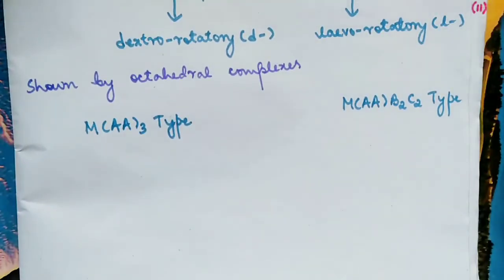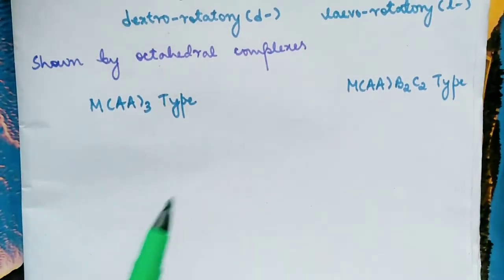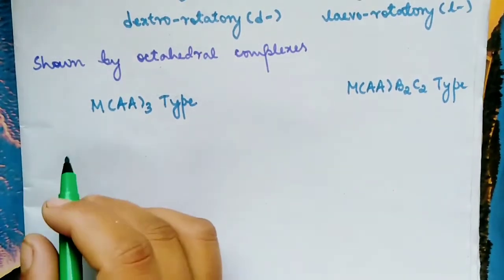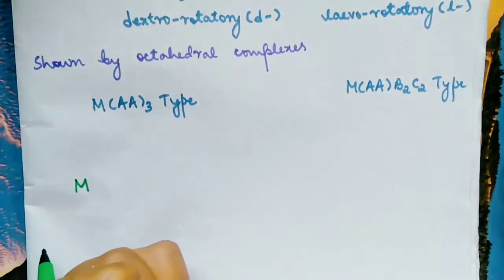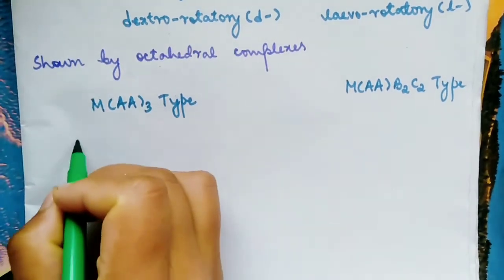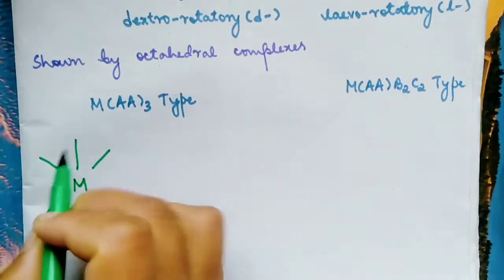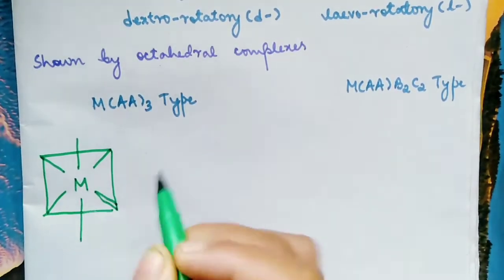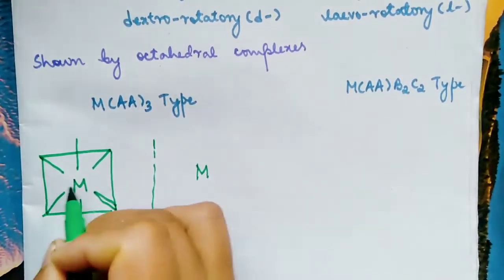So let us draw the optical isomers of the complexes of the type MAA3. This one is your symmetrical didentate ligand. So here we have the optical isomers of complexes of the type MAA3. We have the central metal atom. So there are 6 coordinate bonds: 1, 2, 3, 4, 5, 6. This is your mirror, and this would be the mirror image of this one.